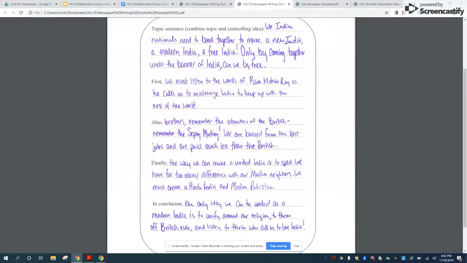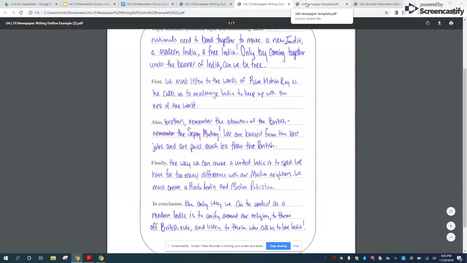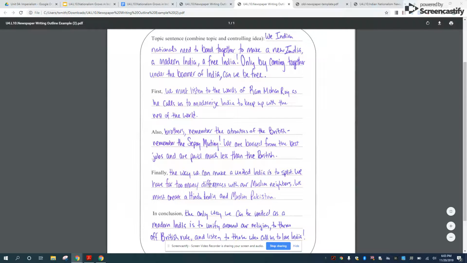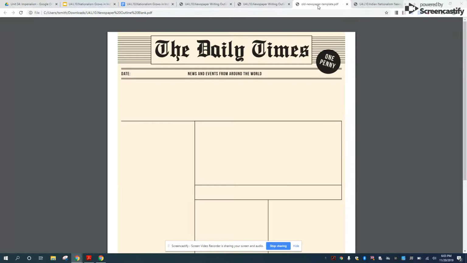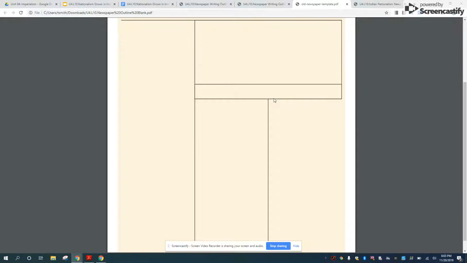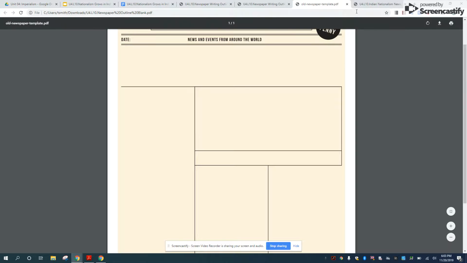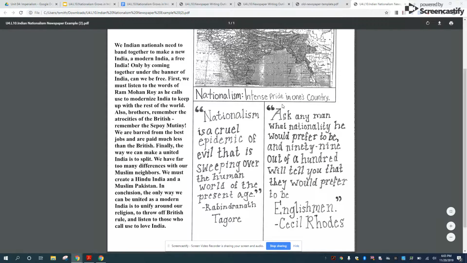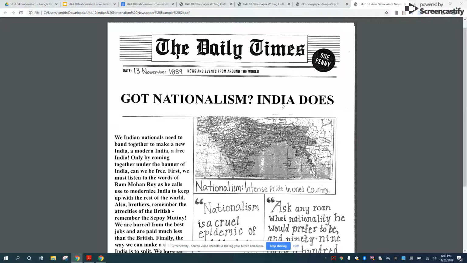That's my paragraph. I broke it down into topic, body, body, body, conclusion. Real simple outline. But notice that it's in the tone and style of somebody. So I'm kind of creating a character who is writing in this newspaper. Here's a blank newspaper. And finally, here's our last paper here.